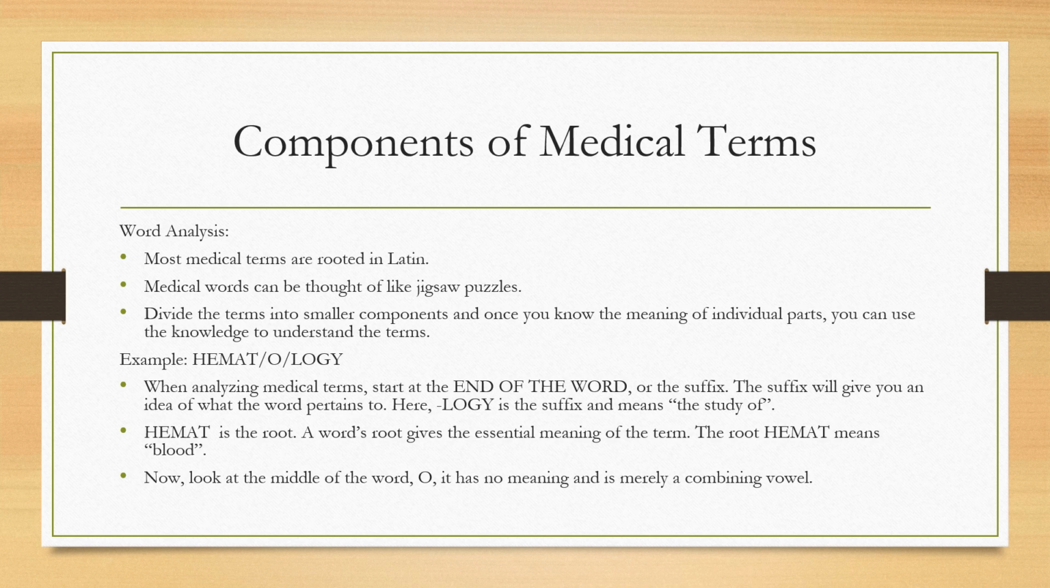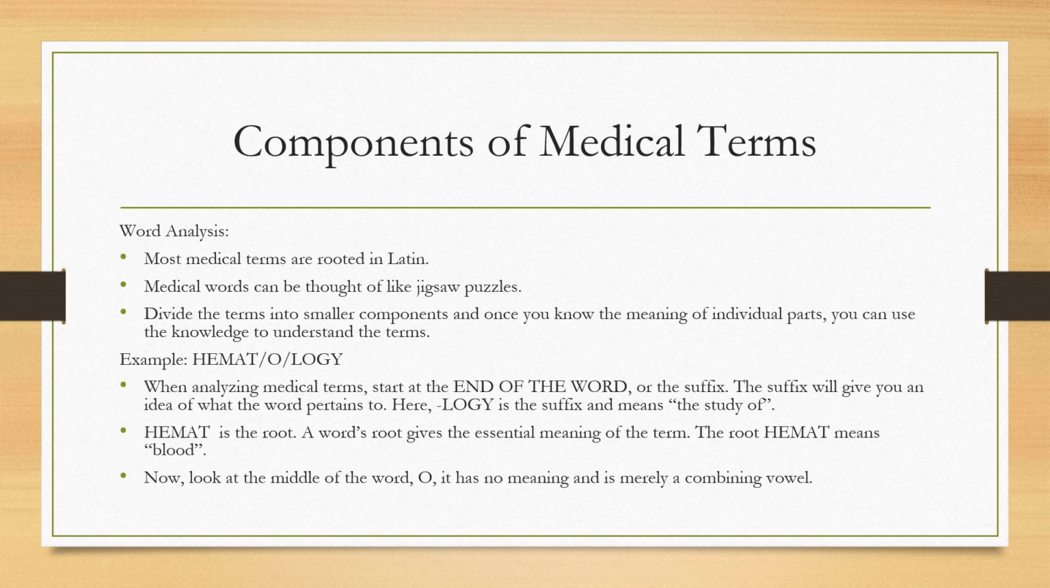So, word analysis, as I said at the beginning of this, most of your medical terms are rooted in Latin. So if you can speak either English, Spanish, any of those, they all kind of coincide with Latin. So, best thing you can do with medical terminology is break them down into parts. So the example here I have is hematology. So anytime you see hemat, it means blood. The O is just a linking vowel. A lot of times it's an O or a Y, but it can be others as well.